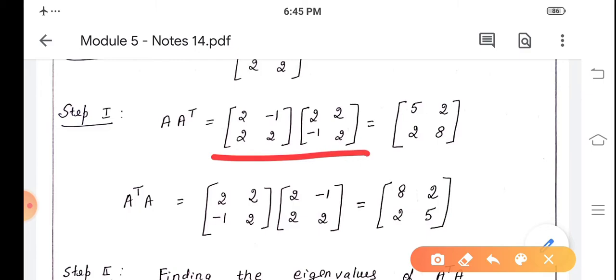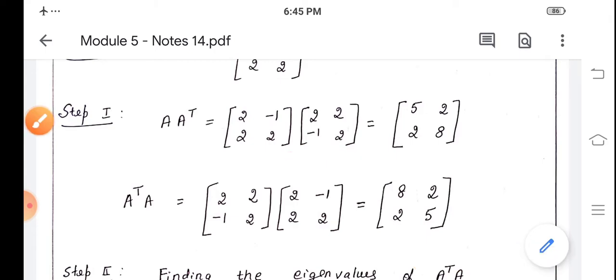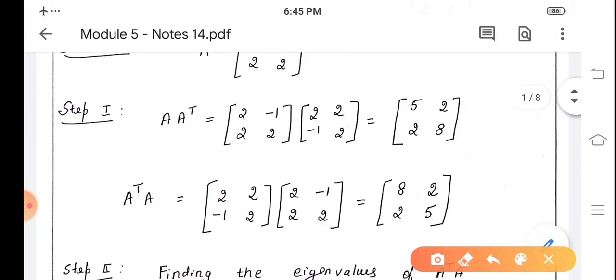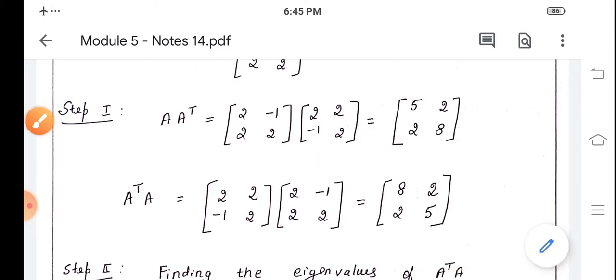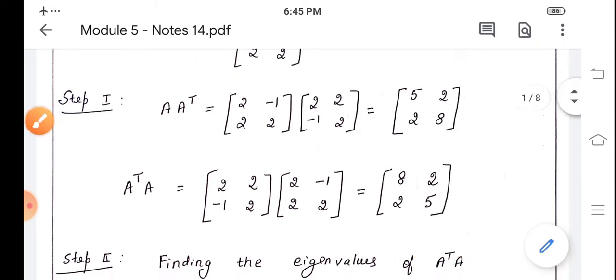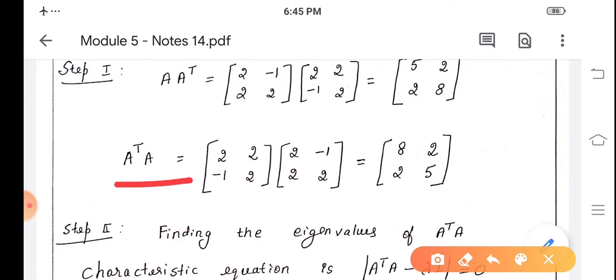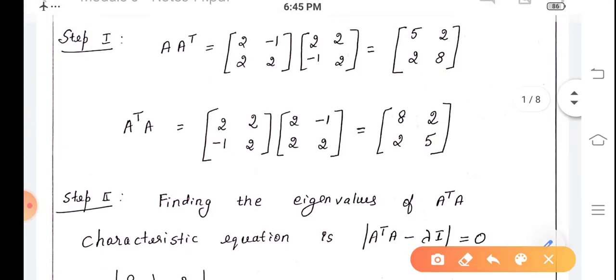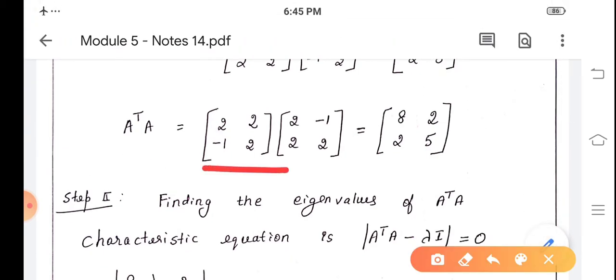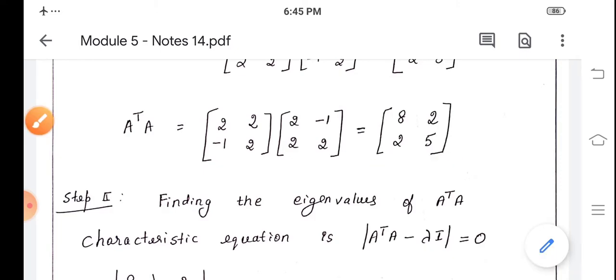A A transpose is matrix A, [2, -1; 2, 2], multiplied by A transpose, that is [2, 2; -1, 2]. On multiplying this, we obtain A A transpose as [5, 2; 2, 8]. Next, we find A transpose A. A transpose A is [2, 2; -1, 2] multiplied by [2, -1; 2, 2]. That will be [8, 2; 2, 5].